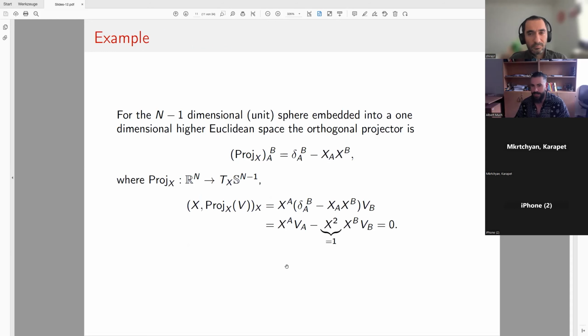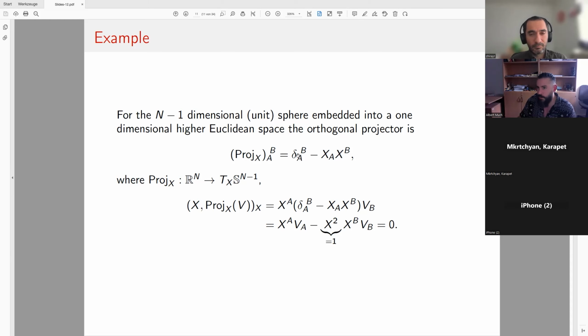Again, an example. For the sphere, this orthogonal projector is just δ_AB, so for the unit sphere, δ_AB minus X_A X_B. And here you can take X_A and multiply the projector on V. So V is some vector in R^n. What you see here pretty fast is that this projector takes V to the tangent space of X, and X times any vector of the tangent space is 0 because they're all orthogonal in this sphere, right? So for the sphere, it takes this form.